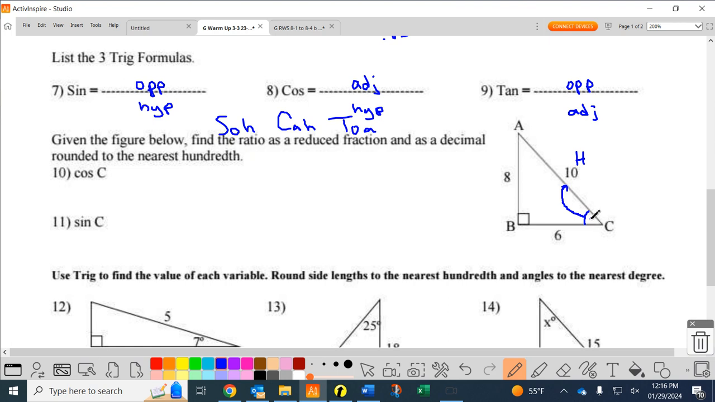Directly across from the C is going to be my opposite, so the 8 is going to be my opposite. And then the one that touches it but is not my hypotenuse is going to be 6. That's my adjacent side. Just opposite, adjacent, hypotenuse. Does anybody have a question how you identify any one of those pieces? Okay. Since we are doing cosine first of C, cosine is going to be adjacent over hypotenuse. What is the fraction going to be for adjacent over hypotenuse?